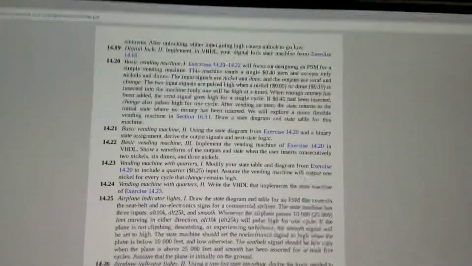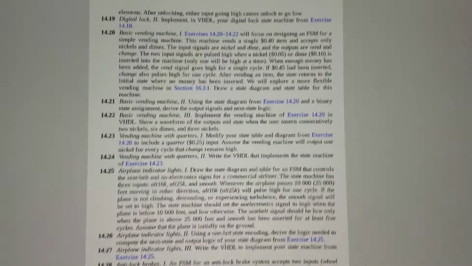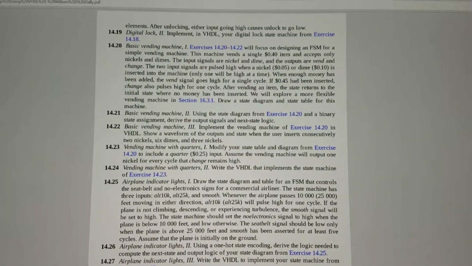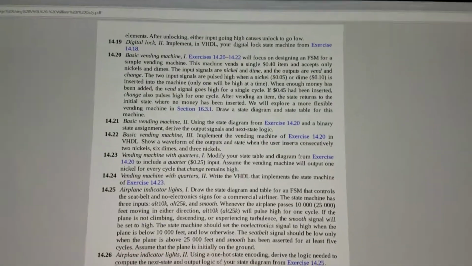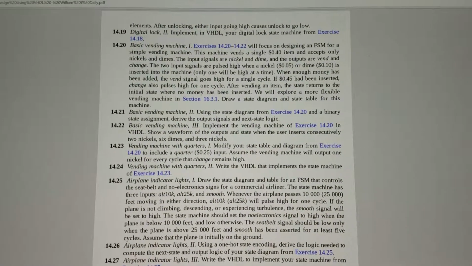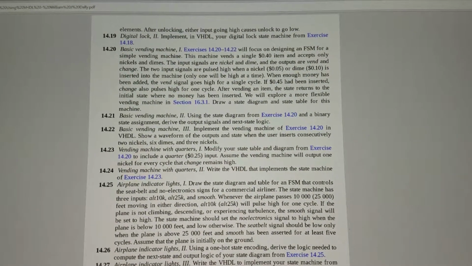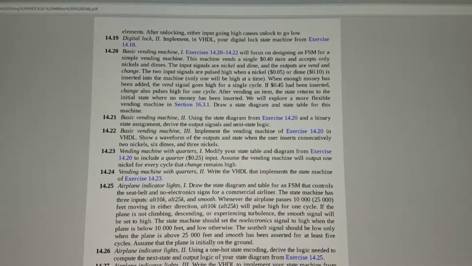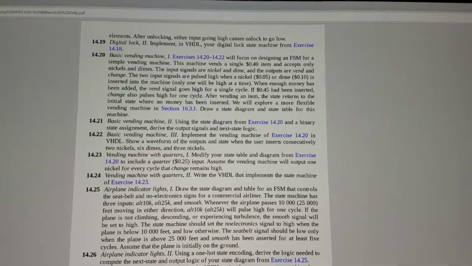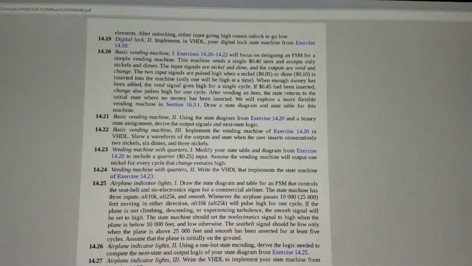So for our first problem, we were to design a basic vending machine that will vend a single 40 cent item and accepts only dimes and nickels. When enough money has been added, the vend signal goes high for a single cycle, and if 45 cents has been inserted, change would also pulse to give back the nickel. And then after the vending has happened, the state will return to its initial state.